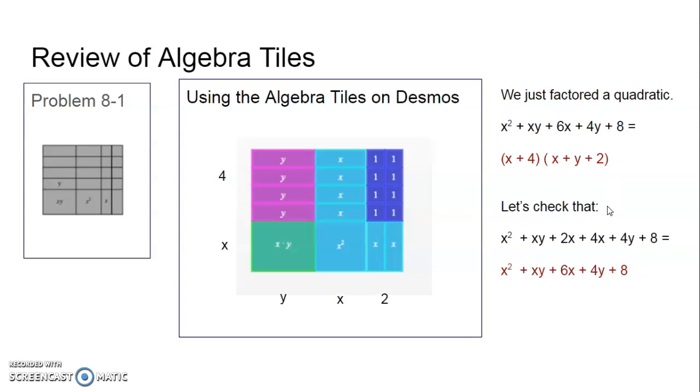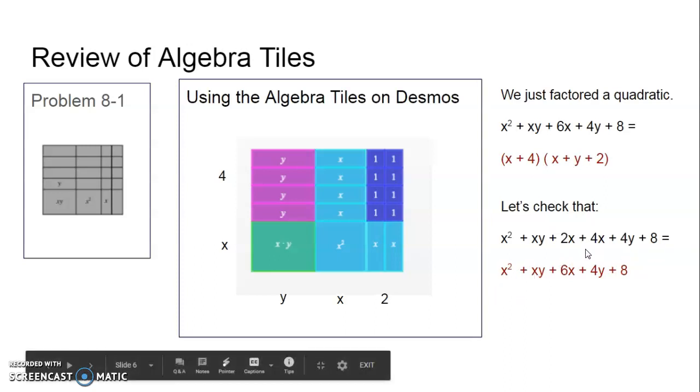But let's double check that. Let's multiply these two things together and see if we end up with this again. So I'm going to distribute the x to each of these, then I'm going to distribute the 4 and then combine like terms. When I distributed the x, I have x squared plus xy plus 2x. And then when I distribute the 4, I have plus 4x plus 4y plus 8. Then when I combine like terms, the only thing I can combine here are the x's. When I did that, I got x squared plus xy plus 6x plus 4y plus 8.